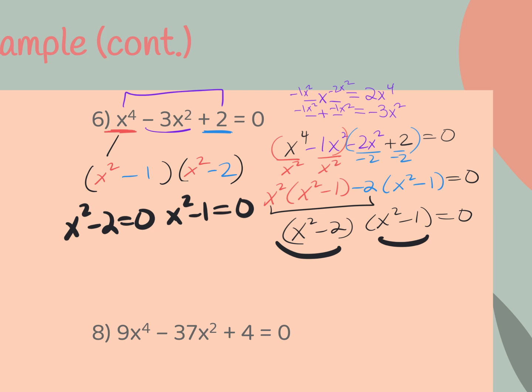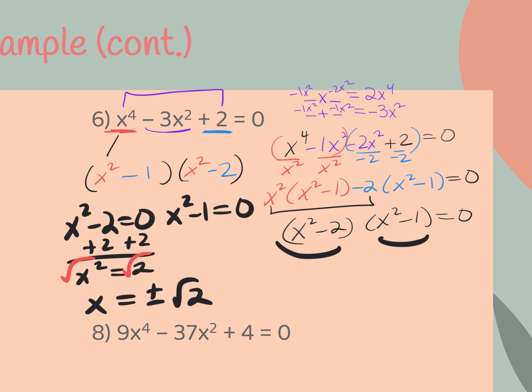So for the first one, I can't factor it, but I can use my square root method. So x squared equals 2, square root both sides, and the first two solutions are positive and negative square root 2. Now, for the next one, I could solve it the same way, or I could factor it. It's the difference of two squares.